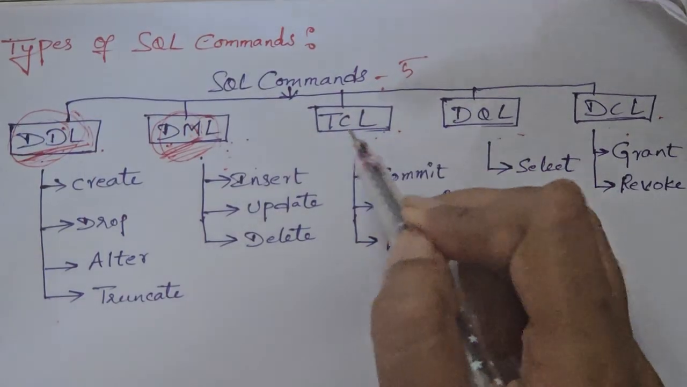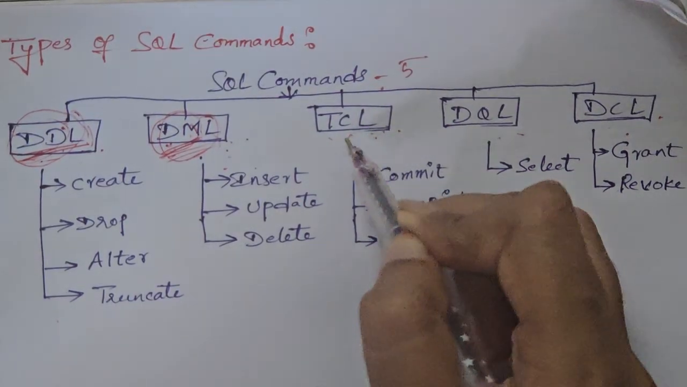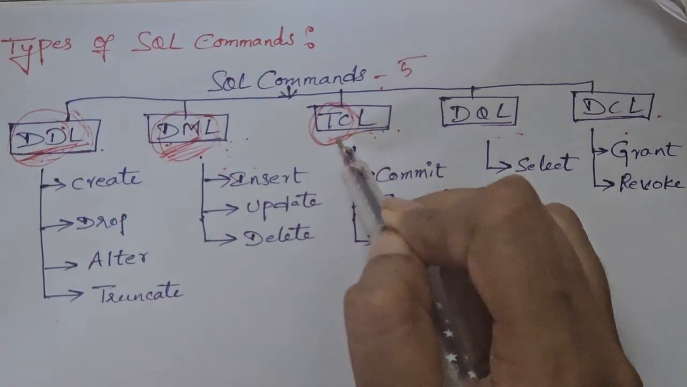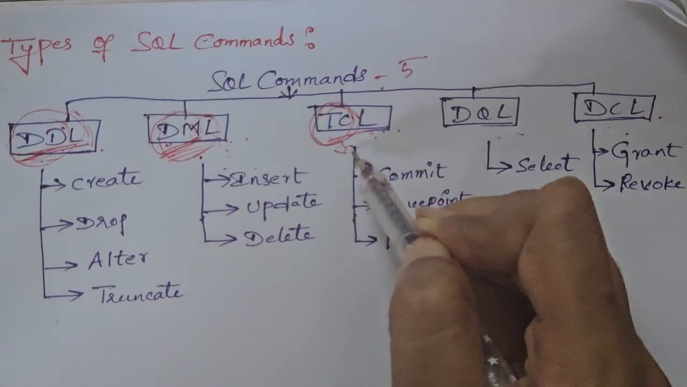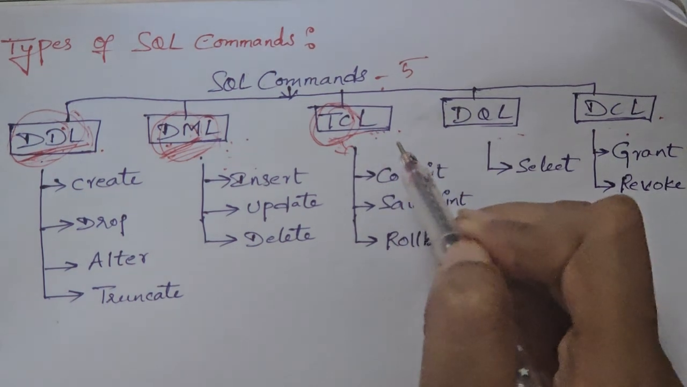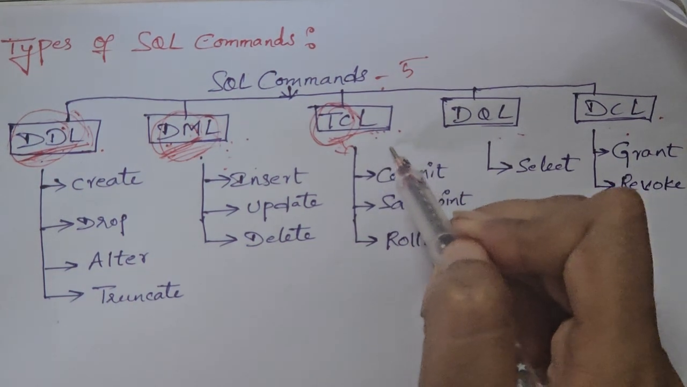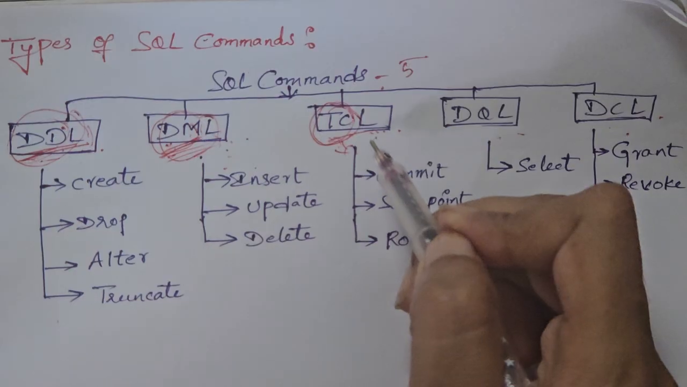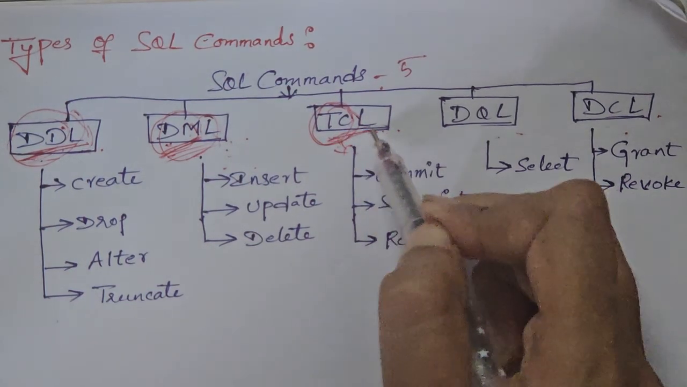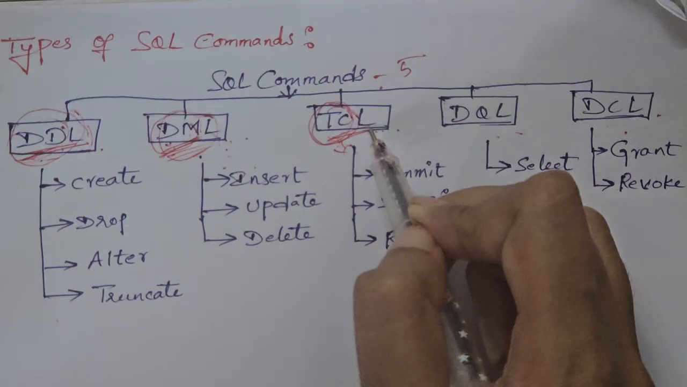Next one is TCL, Transaction Control Language. As the name says, it is about transaction control. To control the transactions, we can use the transaction control language, for example to commit your changes or to roll back your unsaved changes in your current transaction.